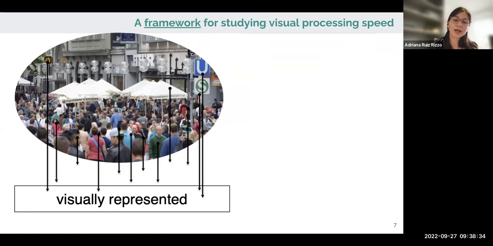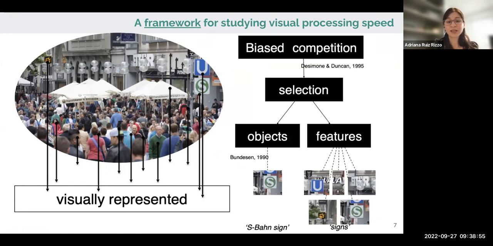We can think of that as, for example, when we see an image like this one, we can imagine that objects are competing for becoming visually represented. This is a sort of competition in which they are all in a parallel race. However, this competition is not uniform, it's biased. And this is biased by attention. Attention would then be a selection mechanism. And depending on what we are attending to, those objects are going to win the race.